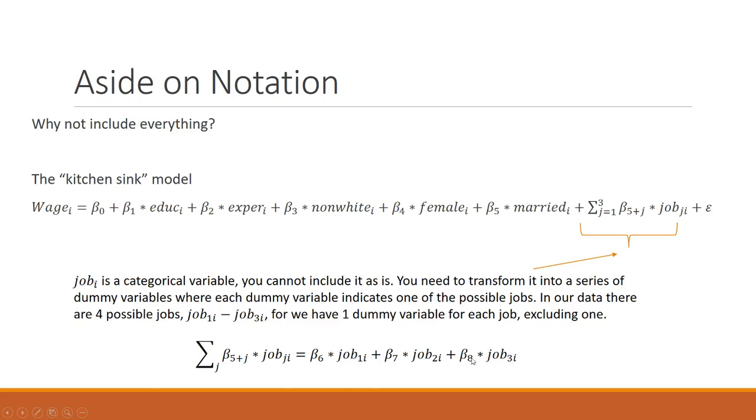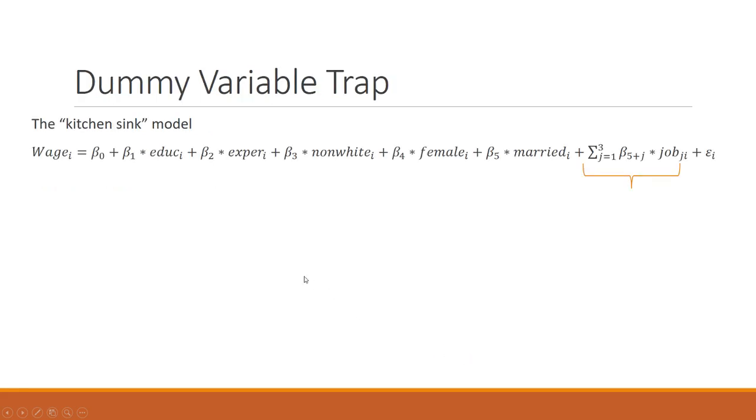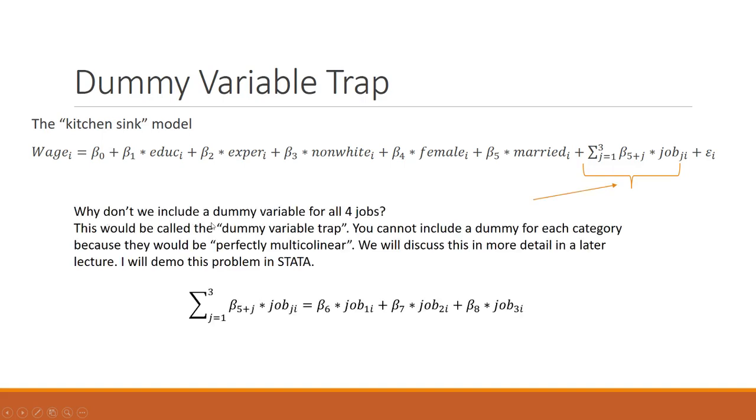Now you might be asking yourself, why include only three dummy variables? What we want is to avoid what's called the dummy variable trap. Why don't we include a dummy variable for all four jobs? Well, this would be the dummy variable trap. We're going to go into more detail on exactly why we can't fall into it, but suffice it to say for now, you cannot include a dummy variable for each element of a categorical variable. This would give you perfect multicollinearity. We will discuss this more in a later lecture, and I will demo the problem in today's demo from Stata.